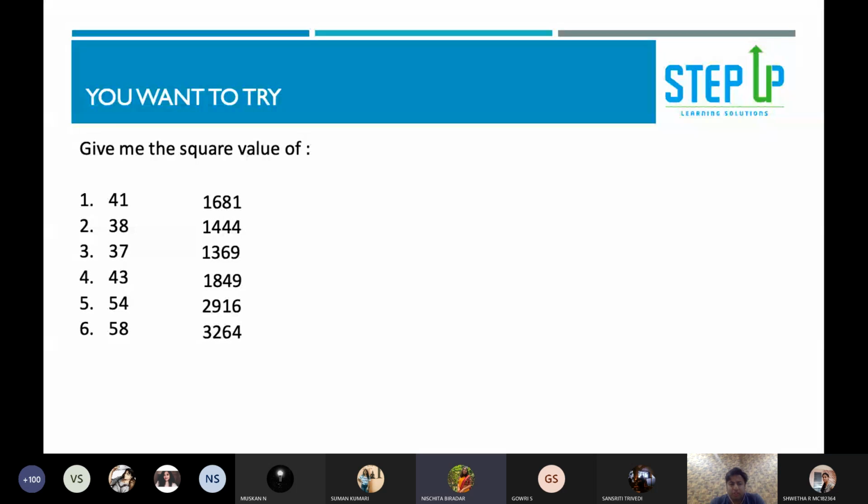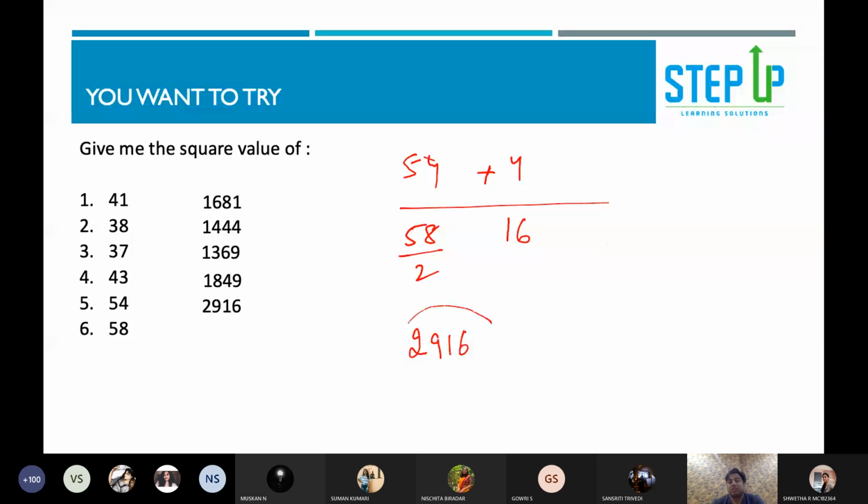Sir, can you explain the fifth one? Yeah, 54. Is 54 less than 50 or more than 50? More than 50. How much? 4. Yeah, 54 plus 4 is 58. 4 squared is 16. 58 divided by 2, you get 2916.